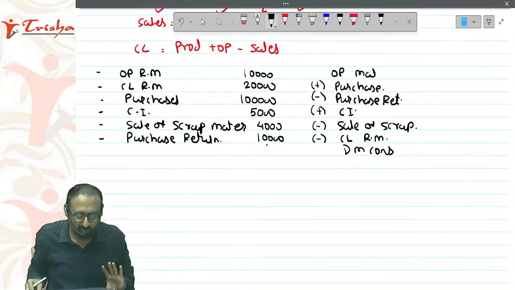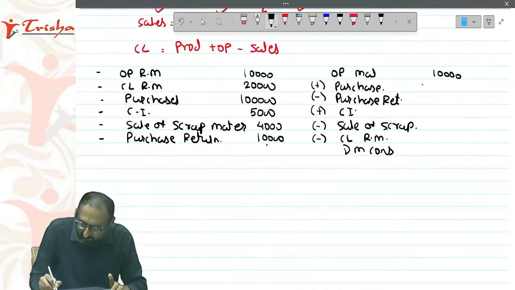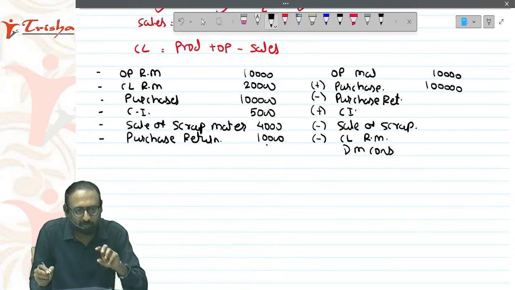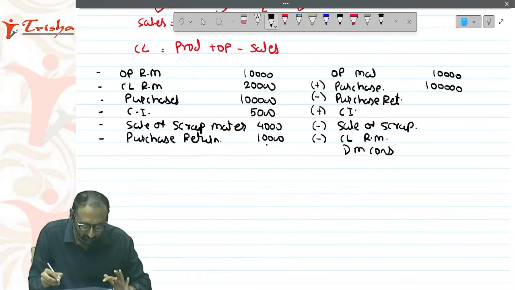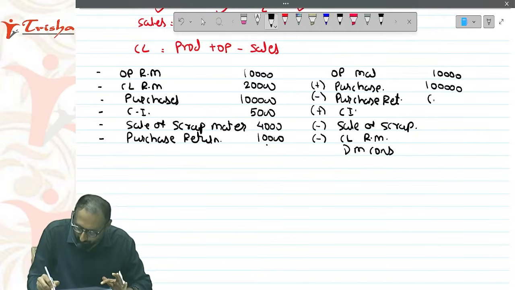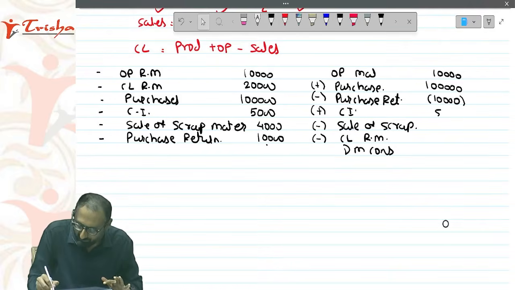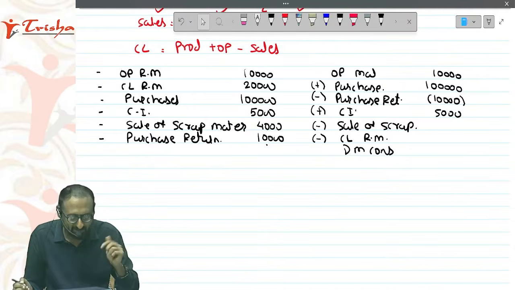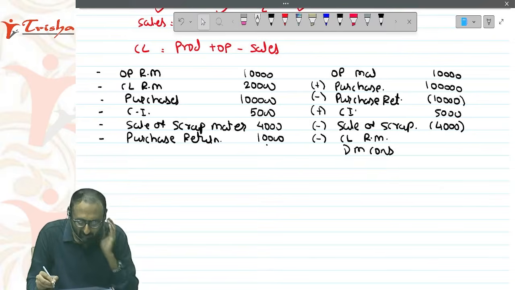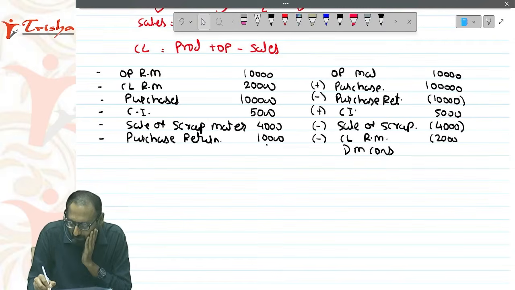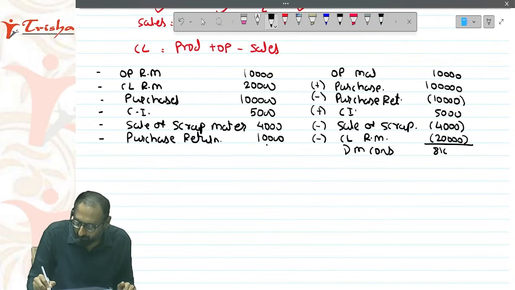So tell me, how much is the opening stock given in the question? Is it 10,000? How much are your purchases? Is it 1 lakh? Immediately from purchases, deduct the purchase return. This is a common rule we follow. How much is your purchase return? 10,000. How much will be the carriage inward, freight inward? 5,000 will be added as freight inward. Less sale of scrap. How much is your sale of scrap? Is it 4,000? Next, closing stock of raw material given in the question is 20,000. So kindly tell me how much will be the amount of material consumed? 81,000.